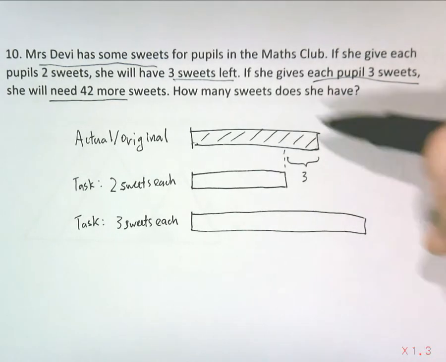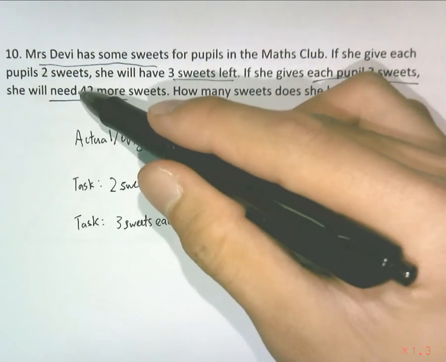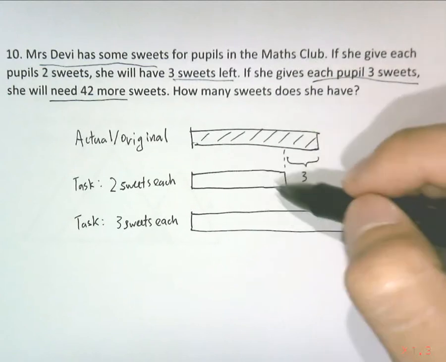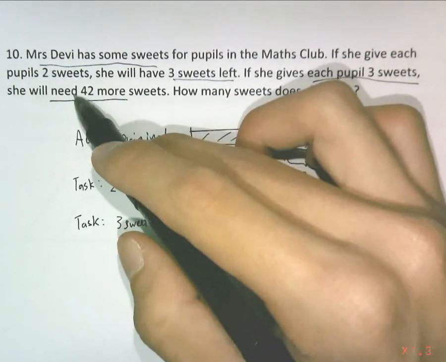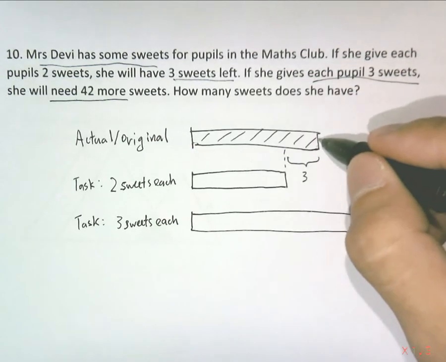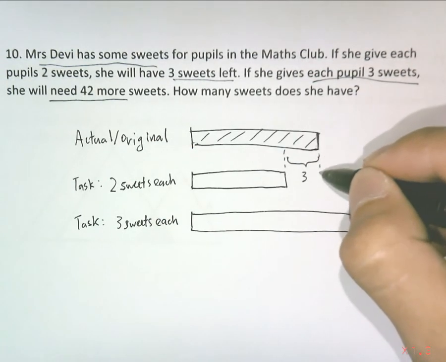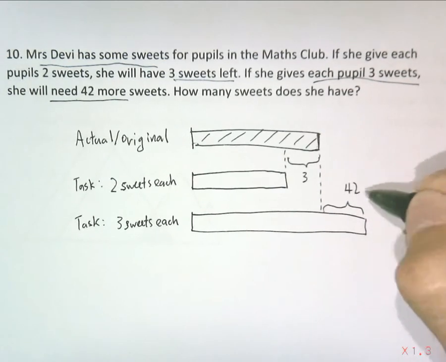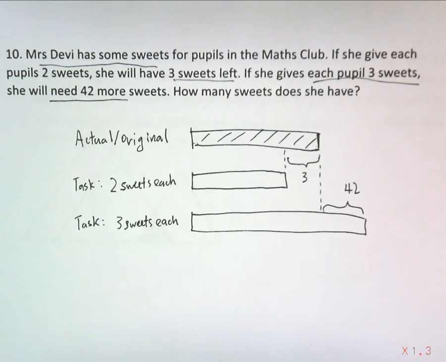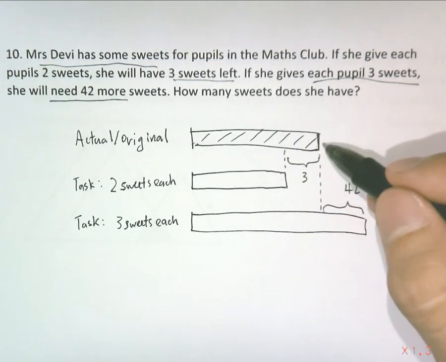So it is longer than the original number that she had. You always compare whatever she has left and whatever she needs with the original number. Needing 42 more sweets would mean 42 more than the original. So the original ends here, this part of the model, and needing another 42 will be here. This will be the 42.